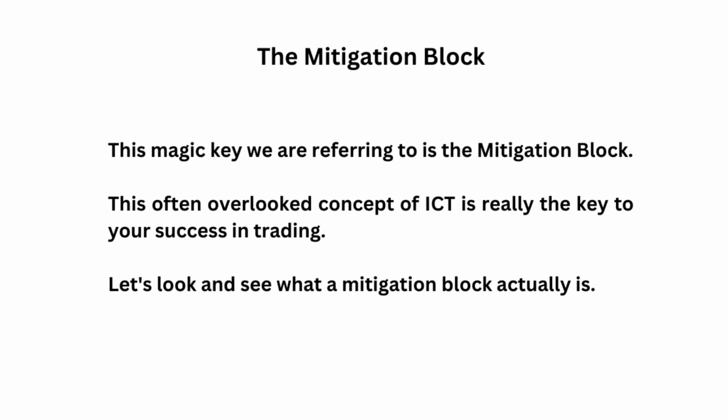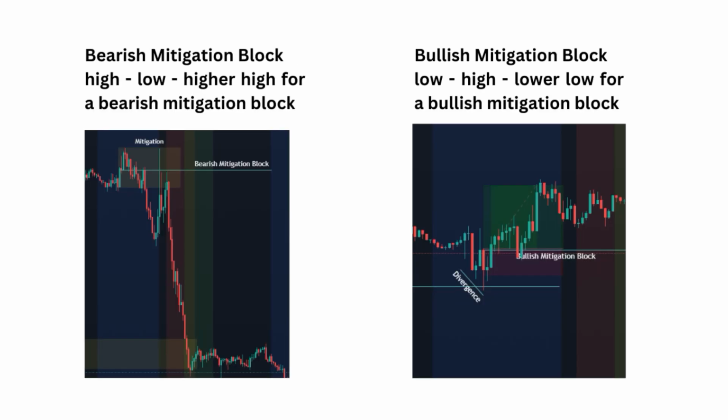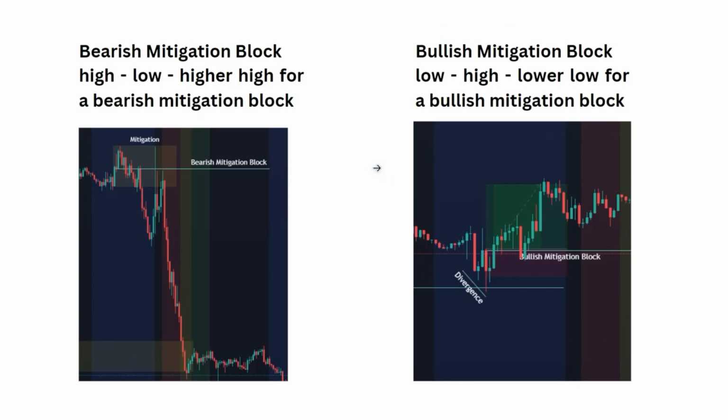Let's look and see what a mitigation block actually is. A bearish mitigation block is a high, a low, and a higher high. As we see in this example, there is a high, a low, and then a higher high. We draw a line out to where that second higher high starts, and that's our bearish mitigation block. In this example, we see a bullish mitigation block, a low, a high, and a lower low. So right here is our low, then we have a high, and then a lower low. We draw a line out for the bullish mitigation block.